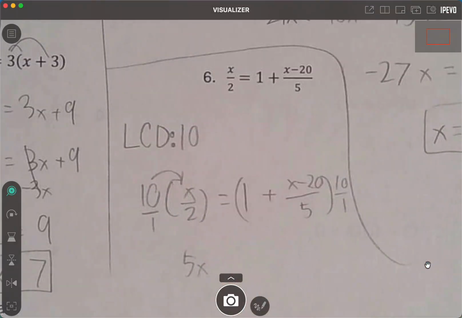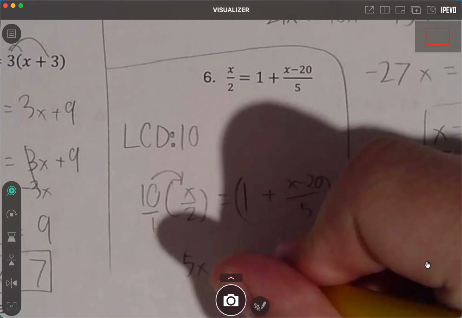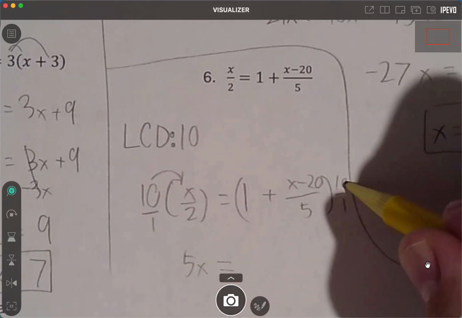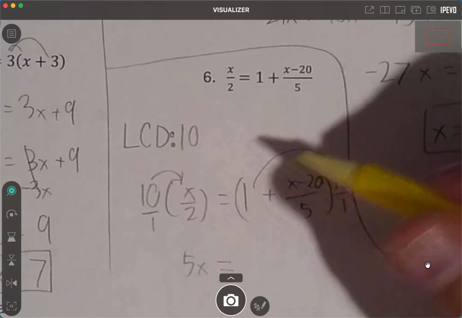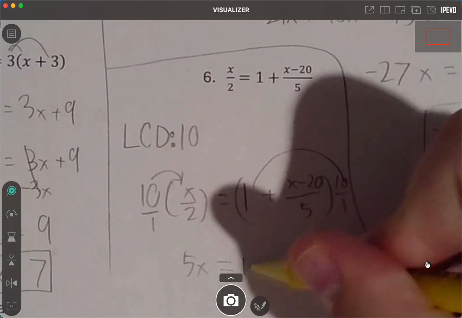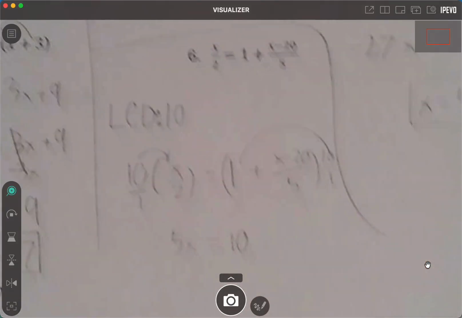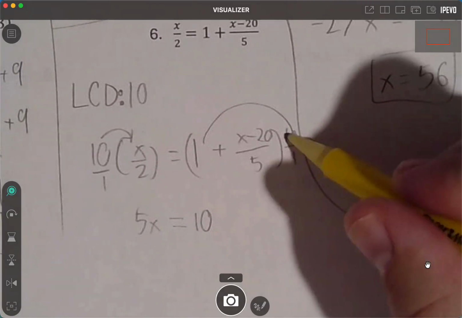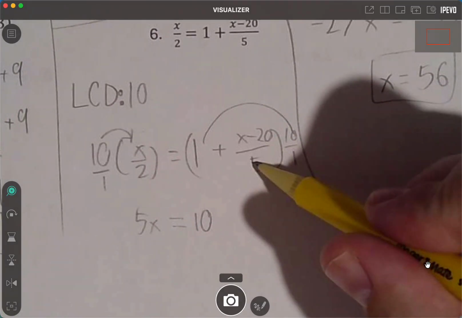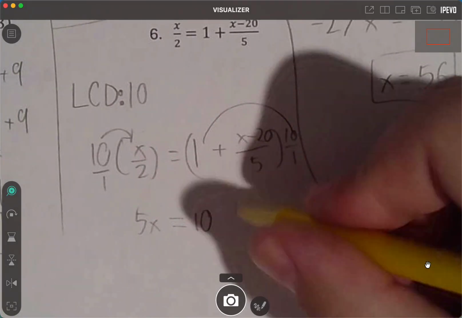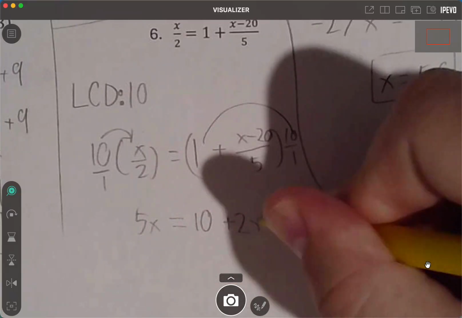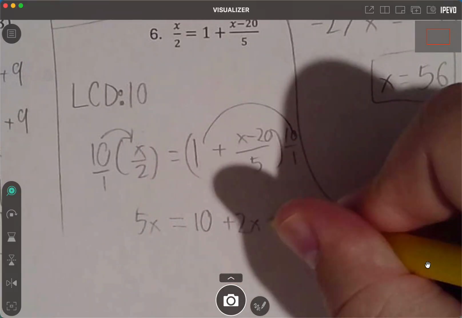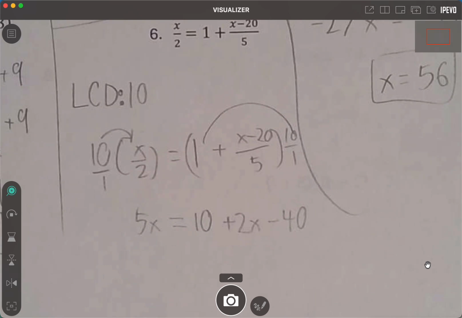to 5 and the x is left over, so it multiplies after. Now watch this. There's a 10 times this 1 out front entirely. That's just 10. Now this is a little bit of a leap, but this 10 over 5 becomes 2, so 2 is multiplying to x, and 2 is multiplying to negative 20, and that gives me negative 40.